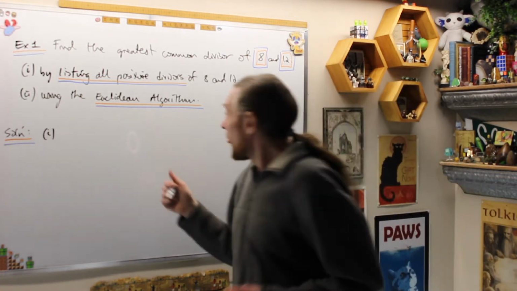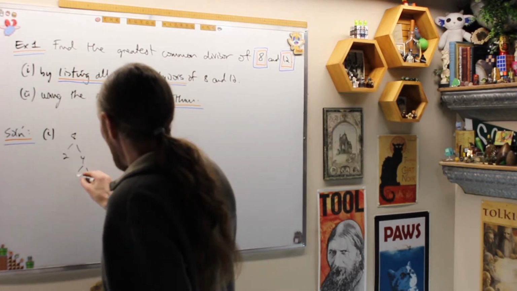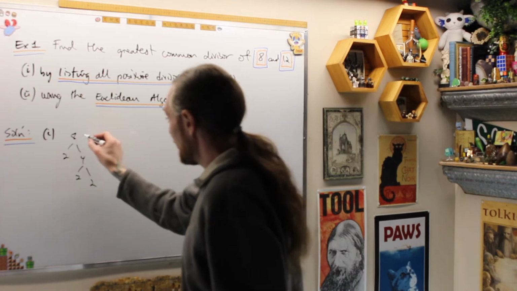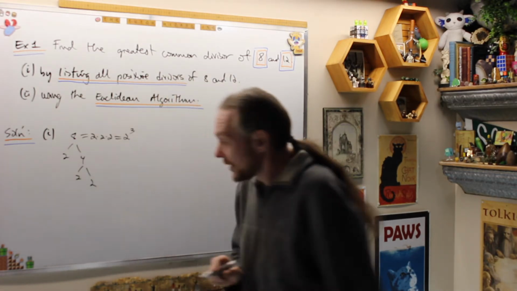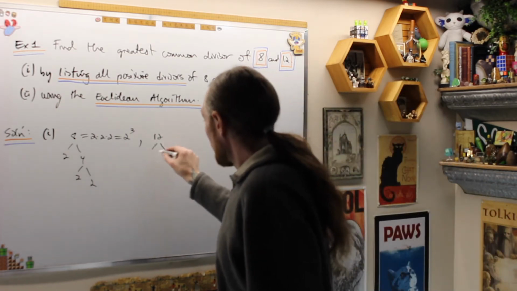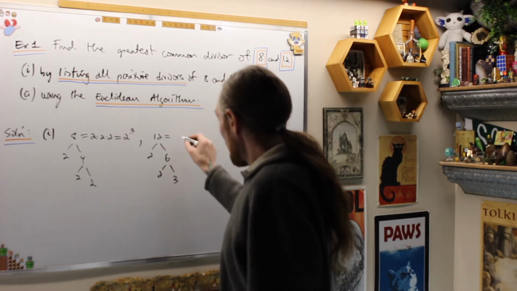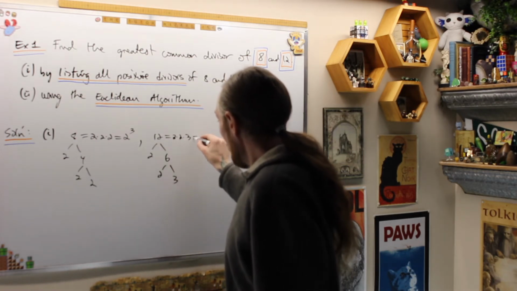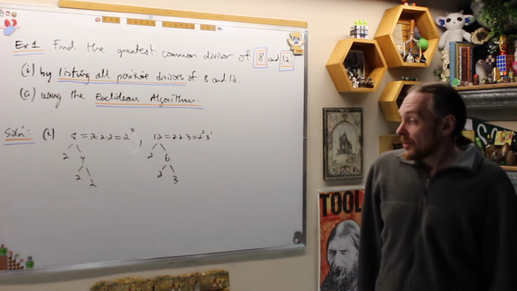So I have 8. How do I do that? It is 2 times 4. 4 is 2 times 2, so I get the factoring tree. That says 8 is 2 times 2 times 2, or 8 is 2 cubed. And then 12 is going to be the same thing. I'm going to do 2 and 6, and 2 and 3. And so 12 is 2 times 2 times 3, or 2 squared times 3 to the 1. This is the prime factorization of 8 and 12.